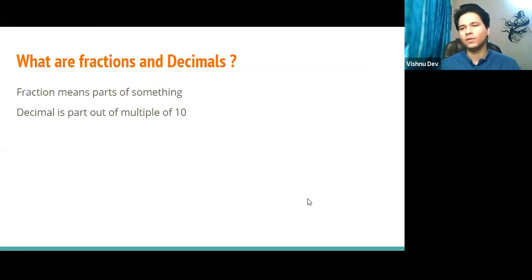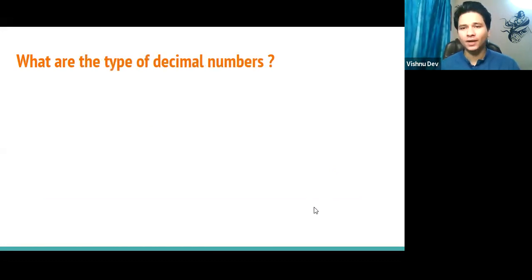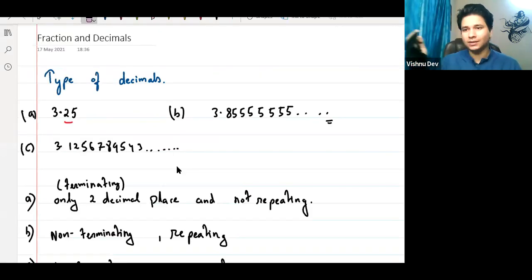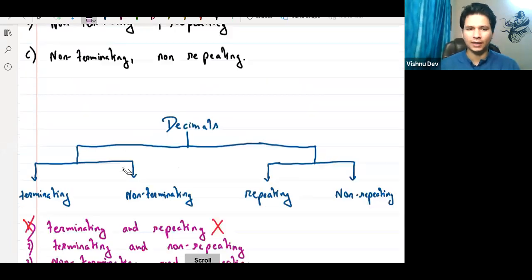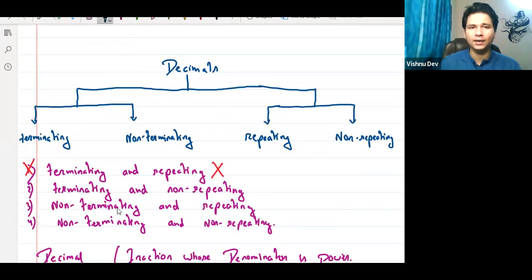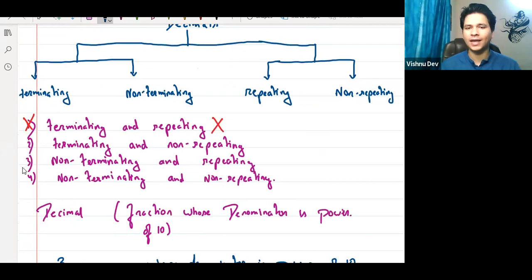So basically, we talked about what is a fraction, what is a decimal. Then we talked about the different types of decimals. Depending on whether it is ending or not ending, and repeating or not repeating, we have terminating and non-terminating, and based on repetition, repeating and non-repeating. If we combine them, we can have terminating and non-repeating, non-terminating and repeating, and non-terminating and non-repeating. We cannot have terminating and repeating, because if it terminates, if it ends, how can it repeat? That's basic common sense.